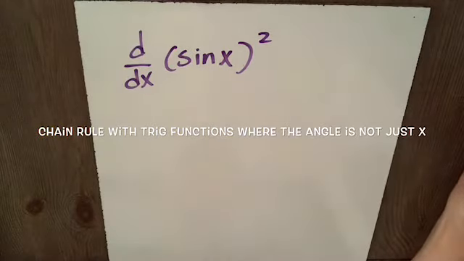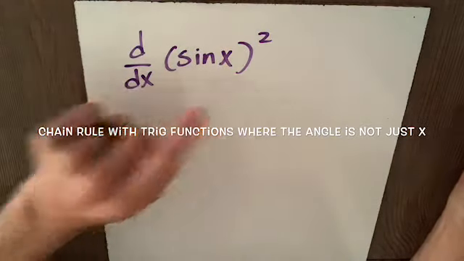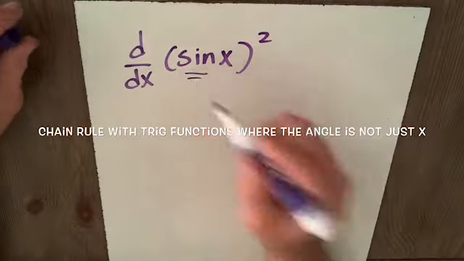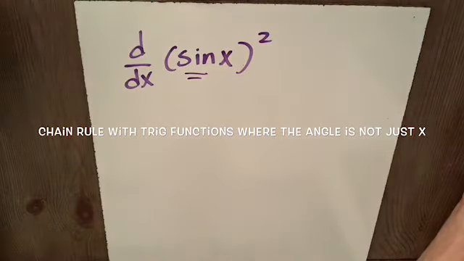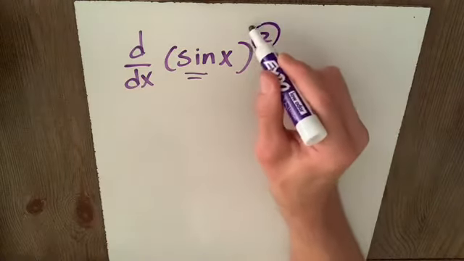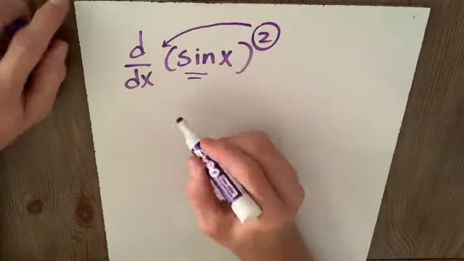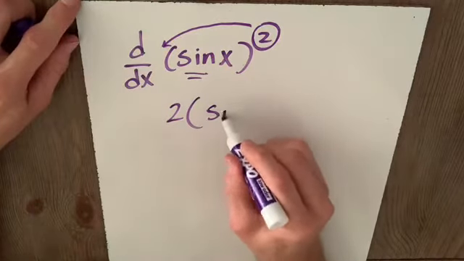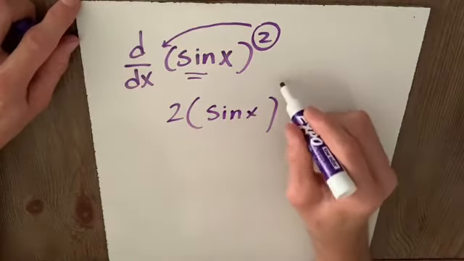Sometimes you see the notation of this. Find the derivative of this with respect to x. Chain rule, why? Because that's not just x inside the parentheses. So I'm just going to use the power rule. Multiply and subtract. So this is 2. Whatever's in parentheses remains unchanged to the 1.